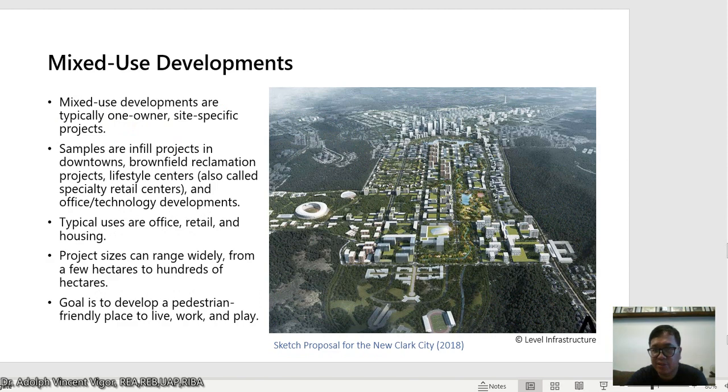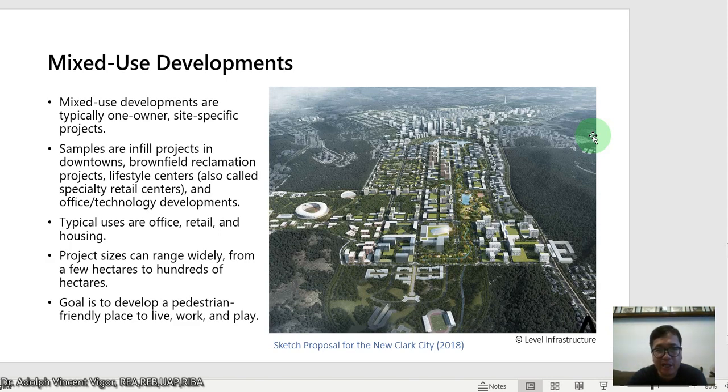Then we have the mixed-use development. So this is a sketch proposal for the new Clark City. So I think the scale is much larger now. So mixed-use developments are typically one owner, one site specific projects. So probably the owners are large corporations.